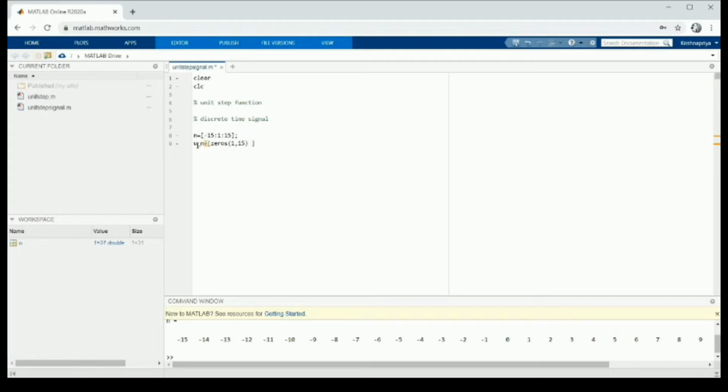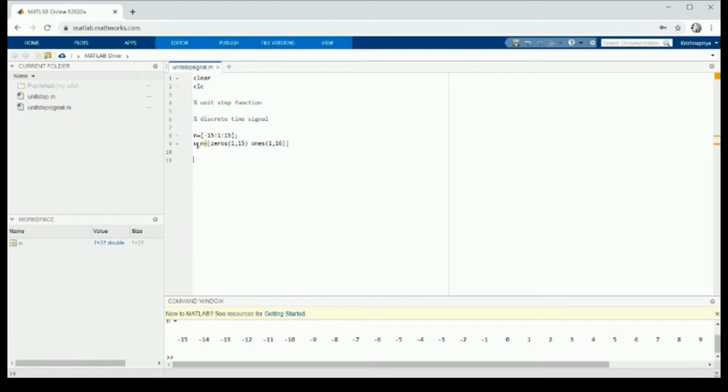And next I have to give ones. So I need 16 ones. So here we give the command for obtaining the output of the signal. So next we have to plot the graph. For discrete cases, we are using the command stem.